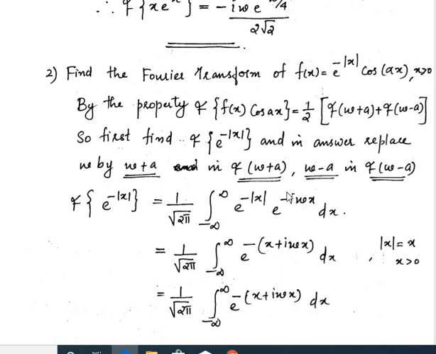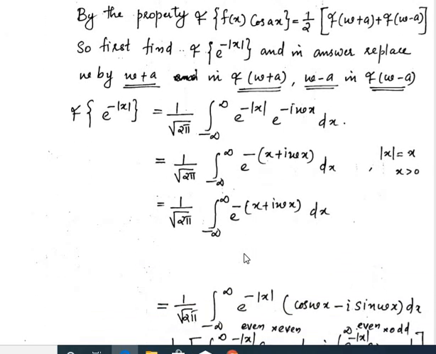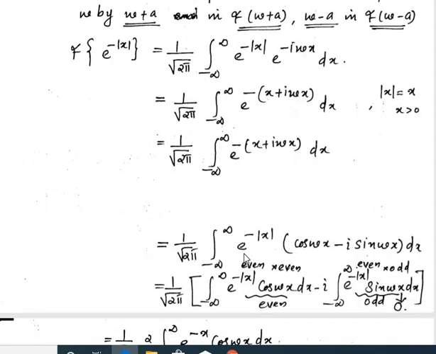Since the modulus value |x| is x, given that x is greater than 0, we can combine the terms into minus x plus i omega x, dx. And since the integral is from minus to plus infinity, it can easily be evaluated by converting e raised to minus i omega x into cos omega x minus i sin omega x, dx. Now we can separate the terms: e raised to minus |x| cos omega x dx minus e raised to minus |x| sin omega x dx.